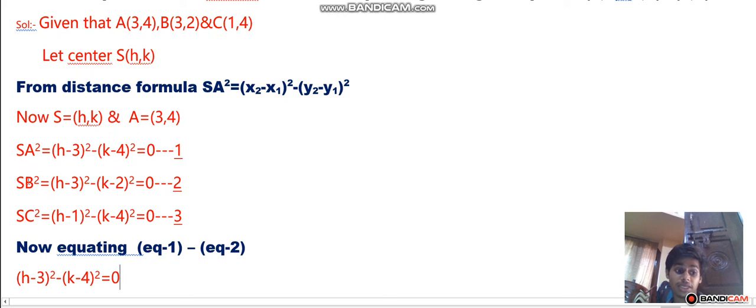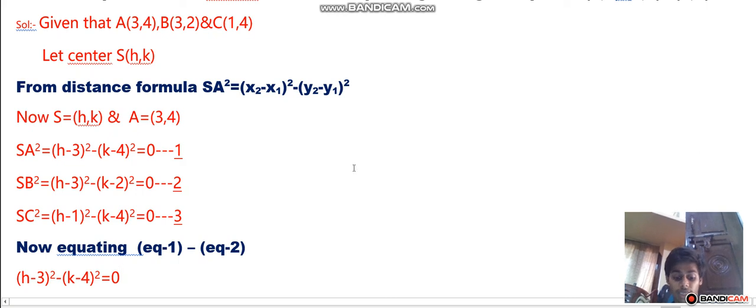Now SB square. What is the SB square? Again (h, k) is S. What is B here? (3, 2). From this we do the distance between S and B. We get (h minus 3) whole square plus (k minus 2) whole square is equal to 0. Again SC square, the distance between S and C: (h minus 1) whole square plus (k minus 4) whole square is equal to 0. This is the third equation.